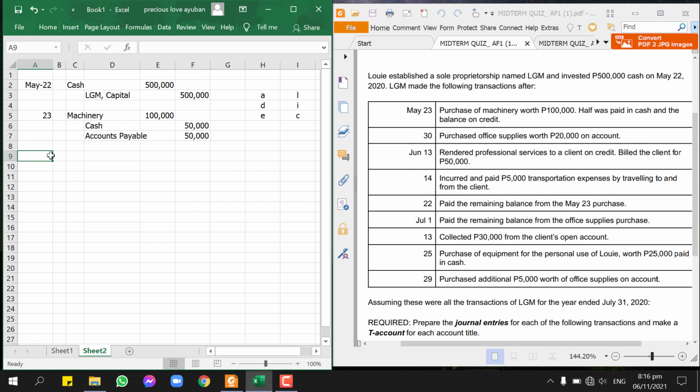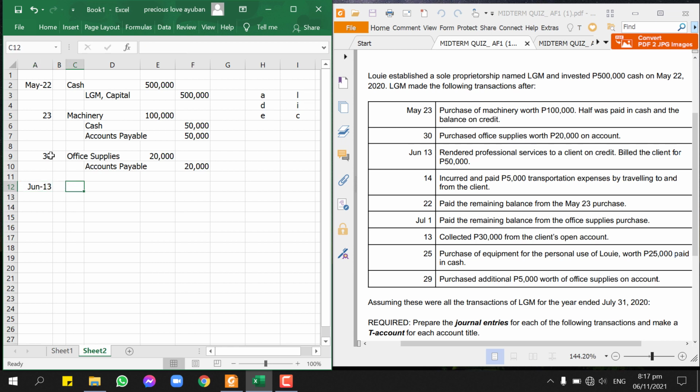So, next transaction, we have May 30, purchased office supplies worth 20,000 on account. So, again, yung pumasok sa atin, yung office supplies of 20,000 and then we credit, since on account, so credit tayo ng accounts payable of 20,000. Next transaction, we have June 13.